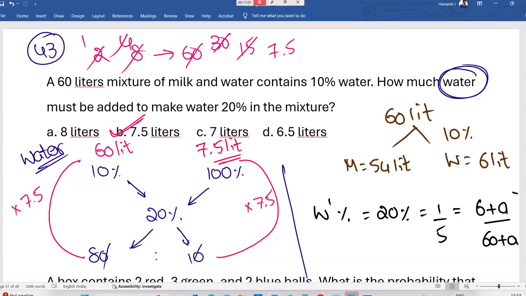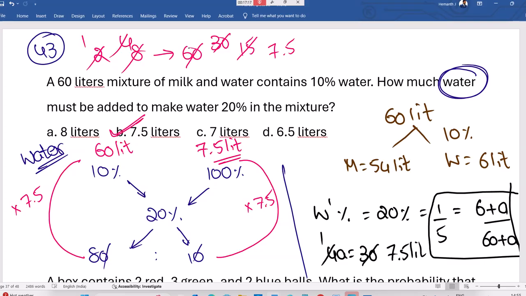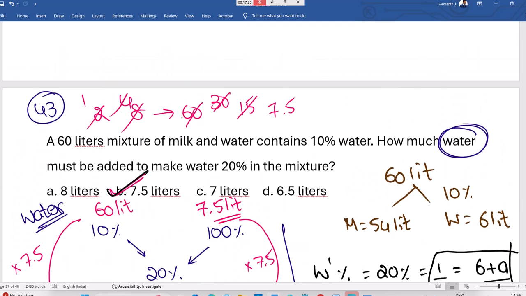Now cross multiply and calculate. If you cross multiply, 5A here, 4A here, 60 here, 30, the difference is 30. 4A equal to 30, A will be 7.5. That is what you added, 7.5 liters of water. You can go with any method, it's up to you. I think the right side is what you people may understand better.